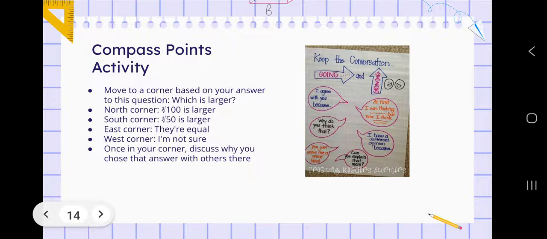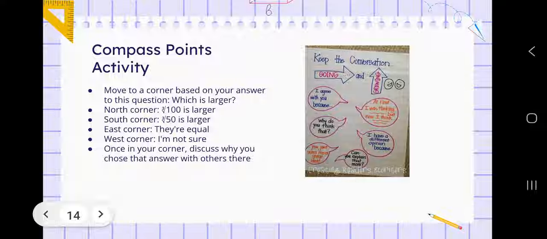Compass points activity. So, move to a corner based on your answer to this question. Which is larger? So, the north corner, which my room is located, is in the walls. So, my north wall is behind me. Basically, move to the wall based on the answer to this question.